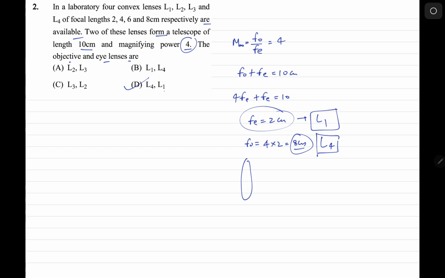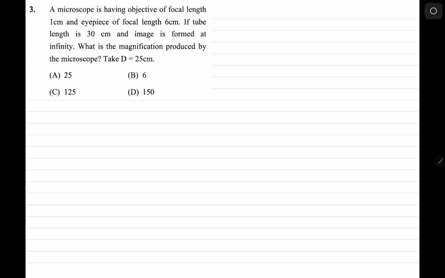Okay, so let's move to the next question. A microscope has objective focal length 1 centimeter. I'll just write down what is given, because most of the time these questions are formula based. The eyepiece focal length is 6 centimeter. If the tube length is 30 centimeter and the image is formed at infinity, what is the magnification produced by the microscope? When the final image is at infinity, the magnification in the compound microscope is VO by UO into D by FE.